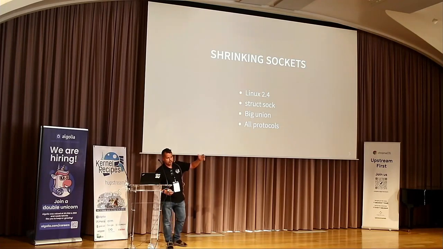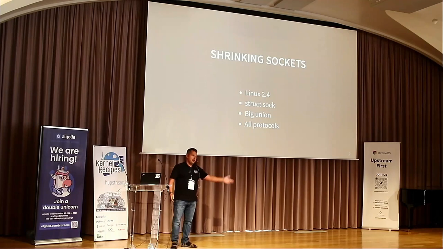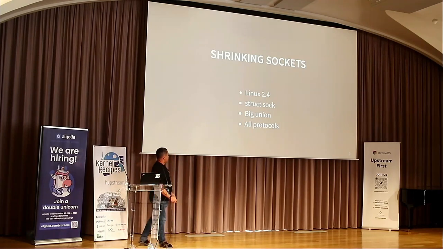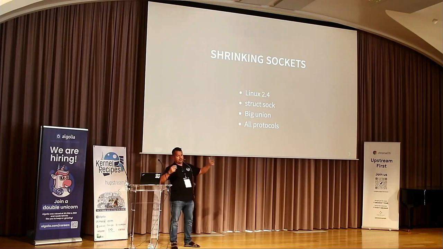Let's say one for TCP, another one for UDP, another one for AppleTalk, another one for DECnet, another one for each of the protocols supported. So because TCP was the biggest one, UDP and Unix local sockets would have a cache impact similar to some degree to the TCP one. So it would be interesting to somehow shrink this thing.